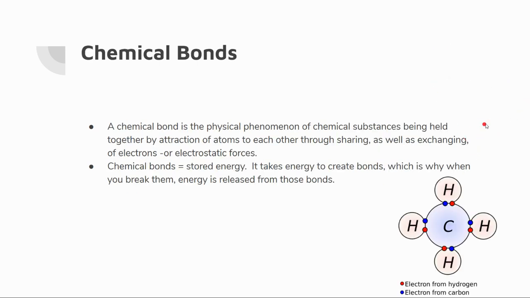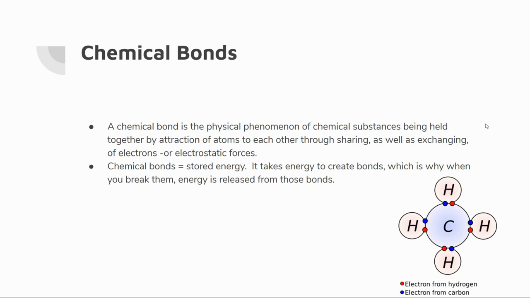Chemical bonds. A chemical bond is a physical phenomenon of chemical substances being held together by the attraction of atoms to each other through sharing, as well as exchanging of electrons or electrostatic forces. Okay, so what does that mean? Well, the valence electrons are going to cause atoms to bond in some shape, form, or fashion, whether they share those valence electrons, or they give up or gain valence electrons, or they just have some type of attraction between the atoms. Chemical bonds equal stored energy.